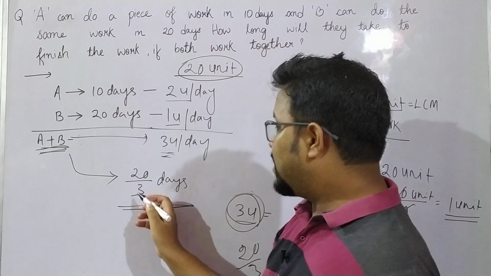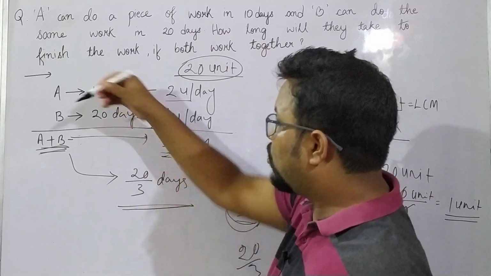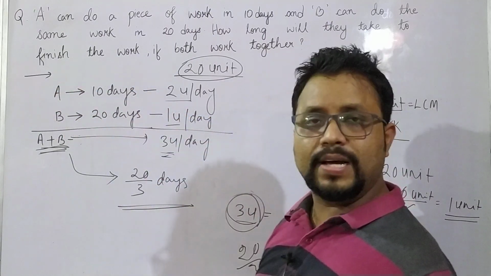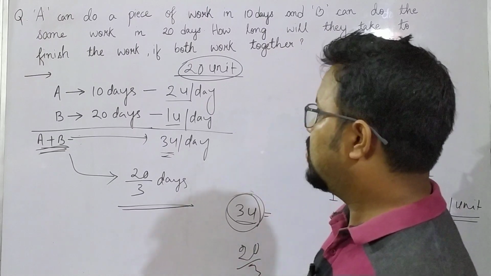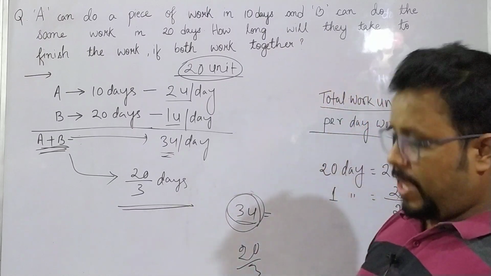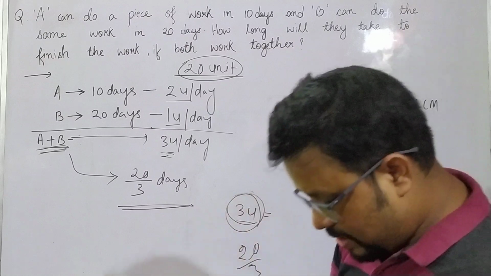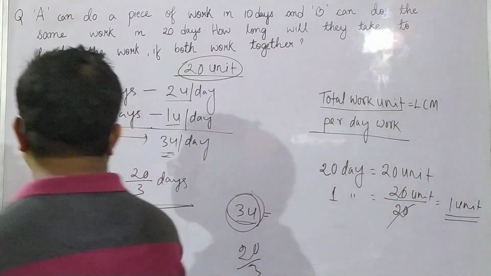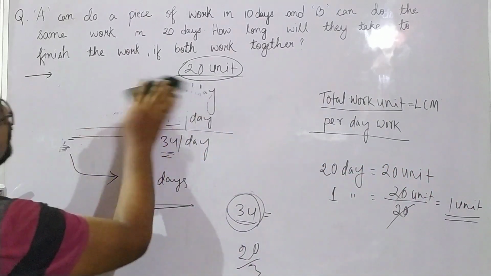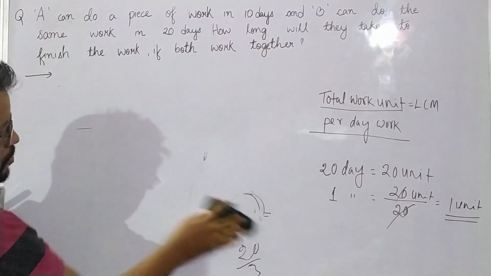Then 20 divided by 3 days will be taken for both A and B to finish the work. Okay, very simple. Next, let's start another question in the same way.